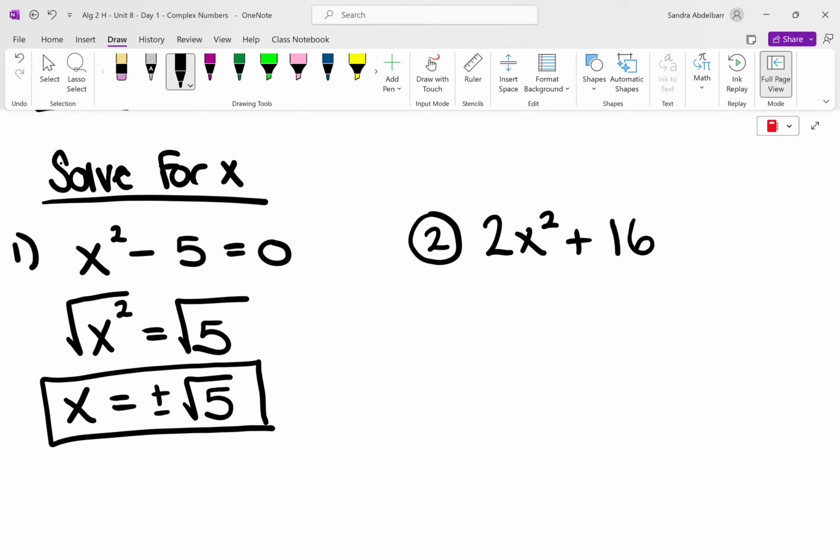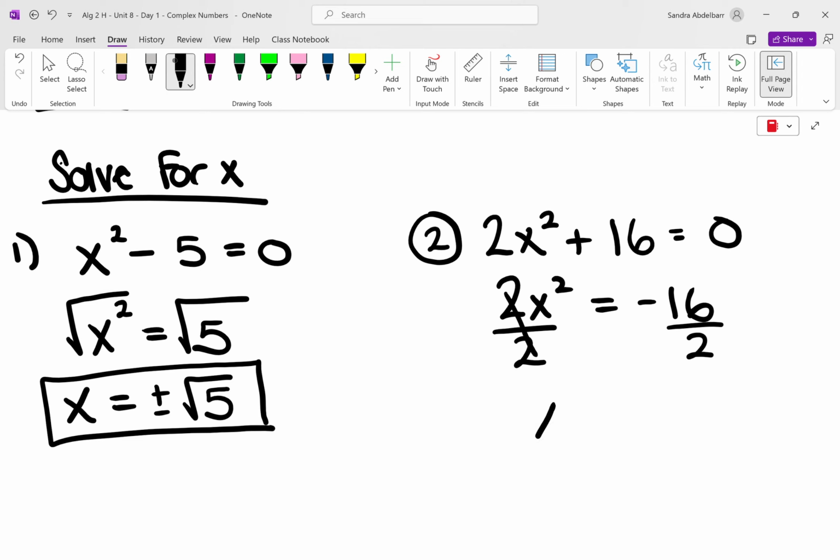So here I have 2x squared plus 16 is equal to 0. Once again, we want to solve for x, so I need to isolate the x squared. I'm going to subtract that 16 first. Then I'll divide by 2 on both sides. And I will get x squared equals negative 8. Before today, we would stop here, right? And we'd say no real number solution, doesn't work out. But now we know there's a world of imaginary numbers, so we can continue.